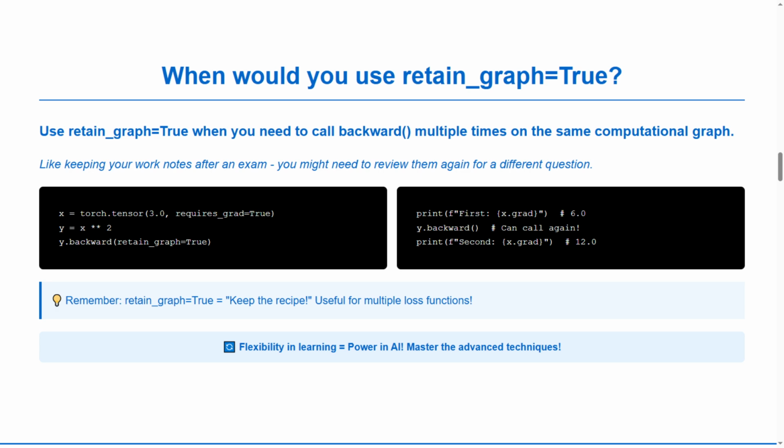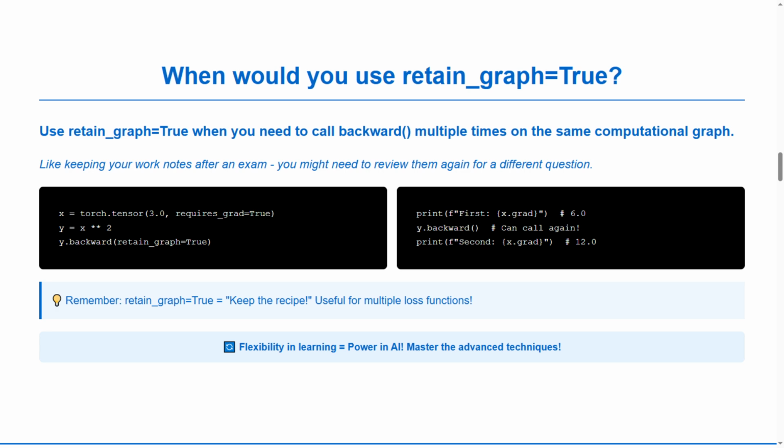Our sixth question is, when would you use retain graph equals true? Use retain graph equals true when you need to call backward multiple times on the same computational graph. Like keeping your work notes after an exam, you might need to review them again for a different question. Remember, retain graph equals true means keep the recipe.